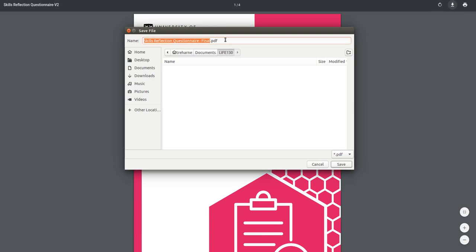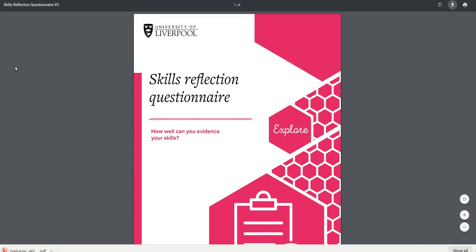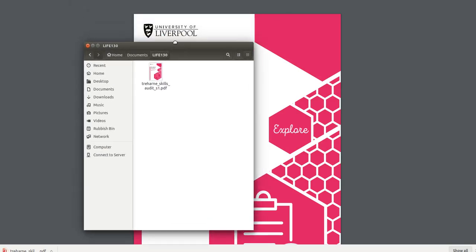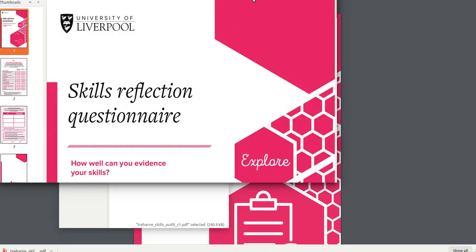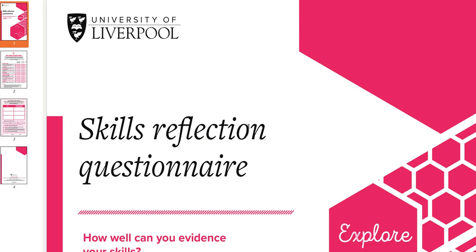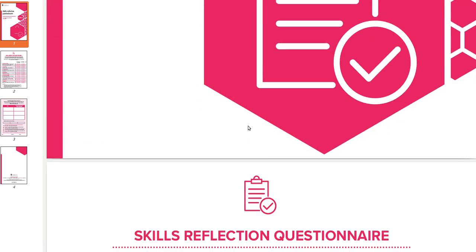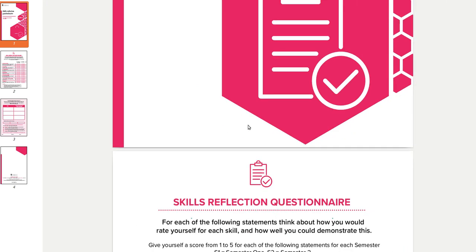I've got a folder called LIFE130 on my desktop PC. I'm going to call that Trahan Skills Audit, and I'm going to call it semester1.pdf, and I'm going to save it, and then I'm going to open it. Okay, this is what it looks like. Let's just zoom out a bit. Actually, that's okay. Yeah, I'm going to zoom out a little bit.